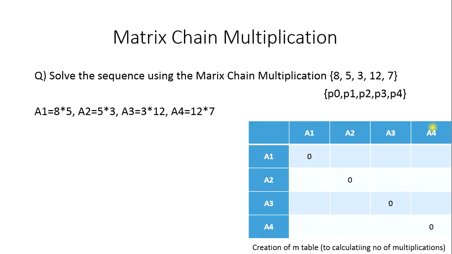For example, a2 multiplied by a1, can it multiply? No, because a2 is 5 by 3 and a1 is 8 by 5, and it does not follow the matrix multiplication rule where the column of the first matrix will be equal to the row of the second matrix. Hence, we cannot calculate that. So this table will only be filled on the top right corner of the zeros.